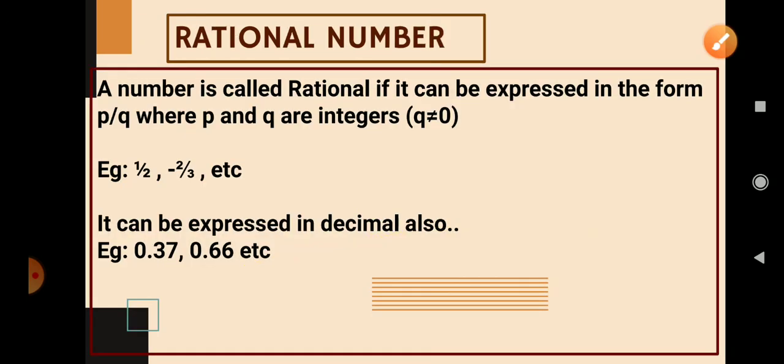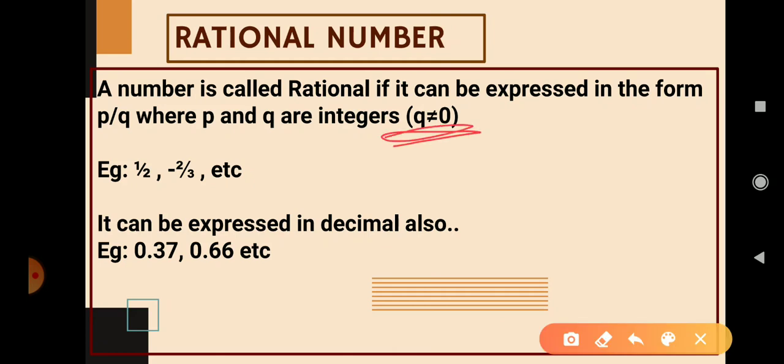So now let us know what rational numbers are. A number is called rational if it can be expressed in the form P by Q, where P and Q are integers and Q is not equal to 0. This is the main condition you have to follow.